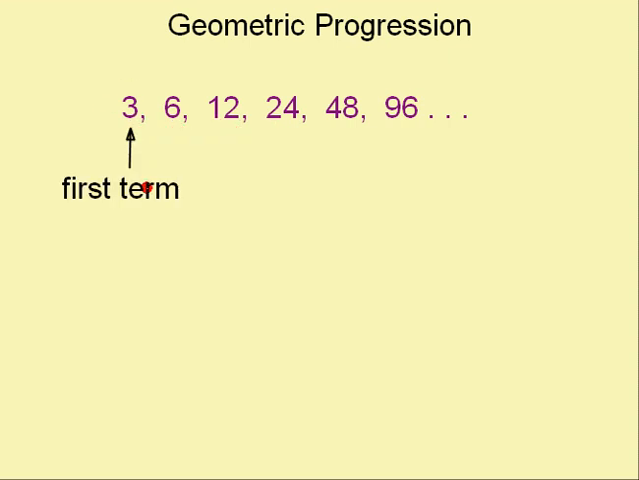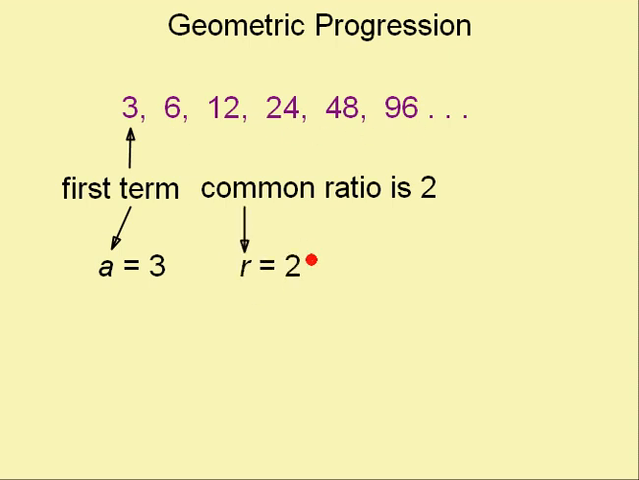3 is the first term of our geometric progression here, and that's often called a. So the first term, a, equals 3. We call the number that we multiply by each time the common ratio, and in this example, the common ratio is 2. Remember, we had to multiply by 2 to get the next number each time. The common ratio is often called r, so we have that r equals 2.